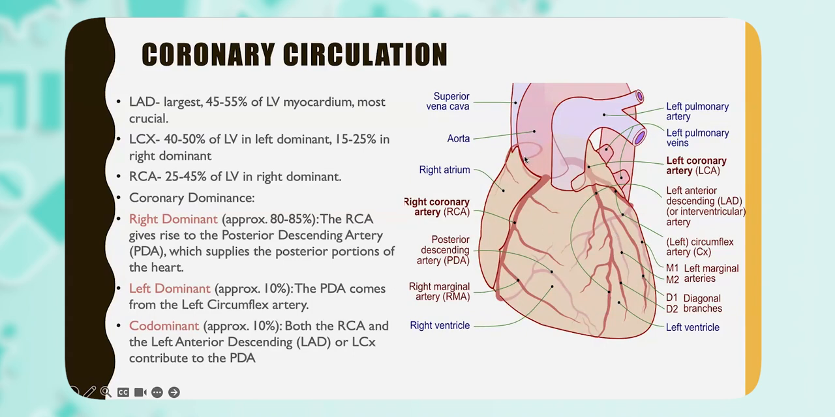RCA supplies the conus. The conus is the part of the RV. Then it supplies many of these angular branches. And there are marginal arteries, AV nodal arteries, SA nodal arteries, then it goes on to supply the PDA, which again supplies the posterior part of the interventricular septum.